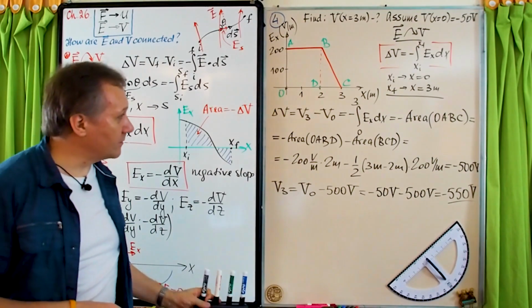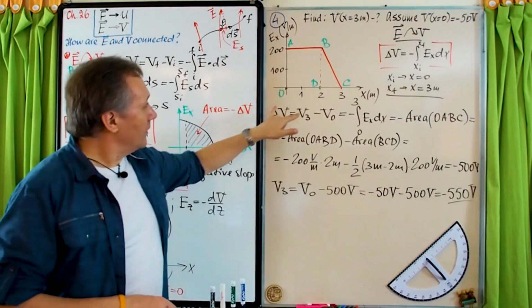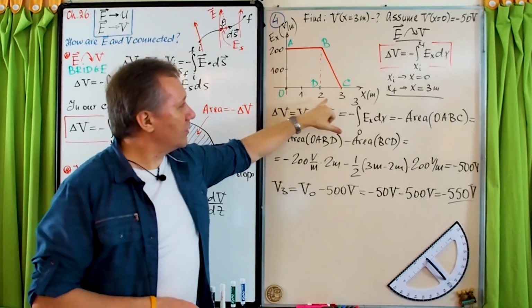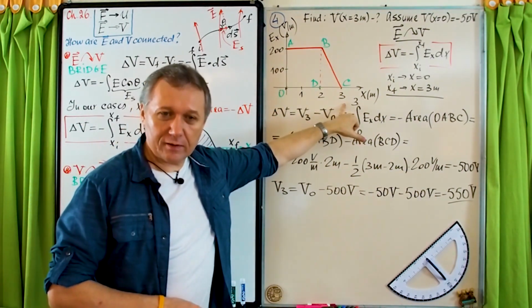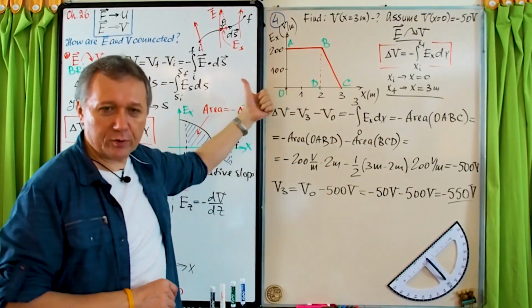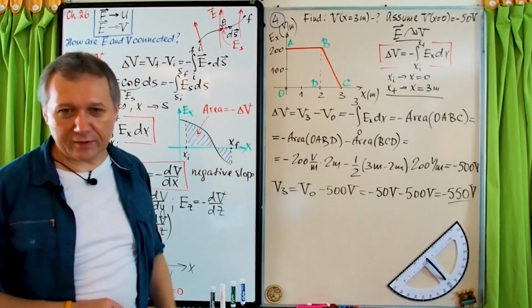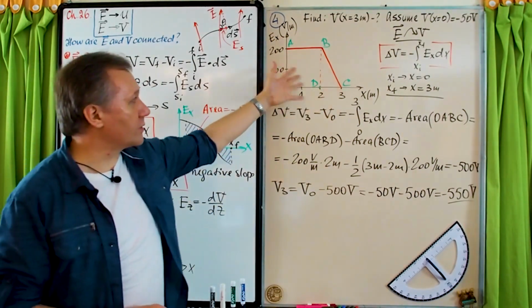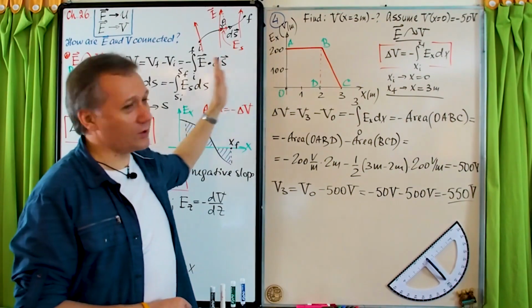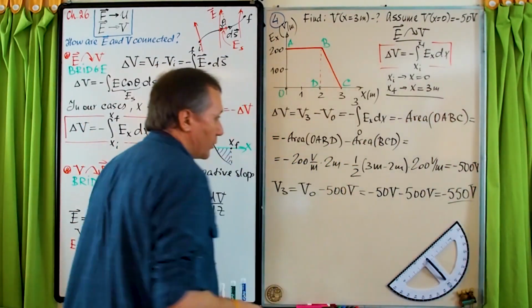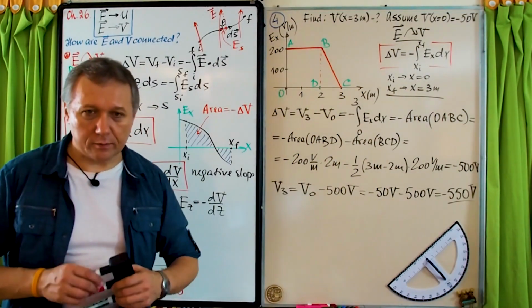So that's the answer. The electric potential over here is minus 50 volts, and over here minus 550, so the potential is going down. So the reference point is somewhere over here on the negative side of the x-axis, right? But of course, we don't know where, because we don't have information about what happens with the electric field on this side. So you see, this problem is not bad at all, right?